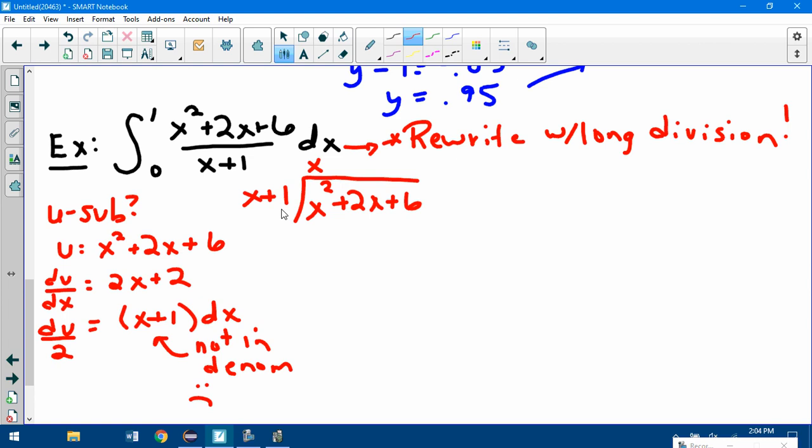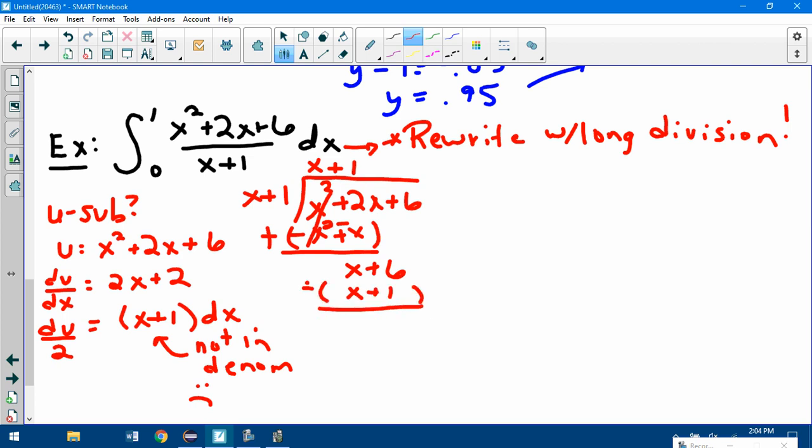So you multiply x by those, you get x squared plus x, and you subtract. Remember, we distribute a negative, so that becomes plus minus minus. So now this is just x plus 6. What times x will give you x plus 1? So multiply 1 times x plus 1, you get x plus 1. Subtract. You're left with 5. That's your remainder. Okay, so this is really x plus 1 plus 5 over x plus 1.